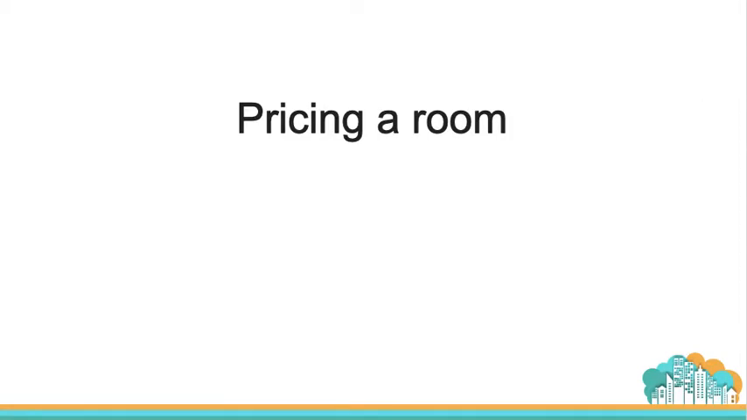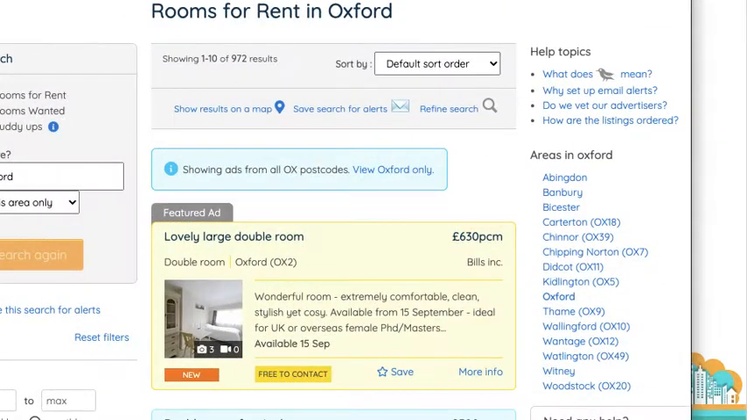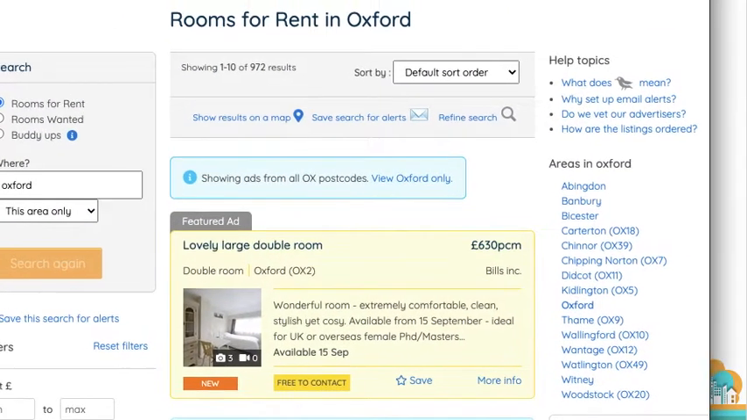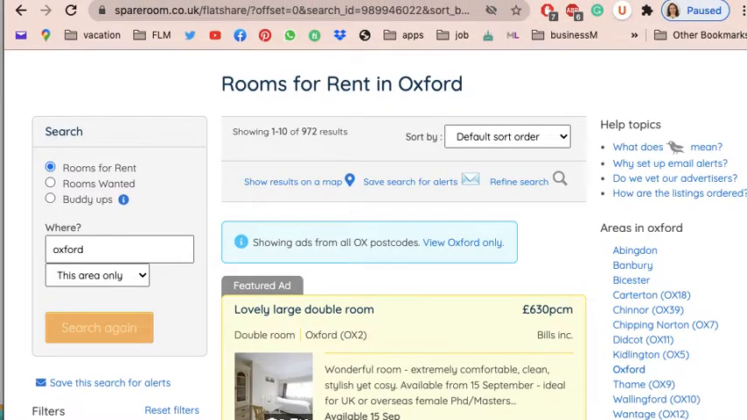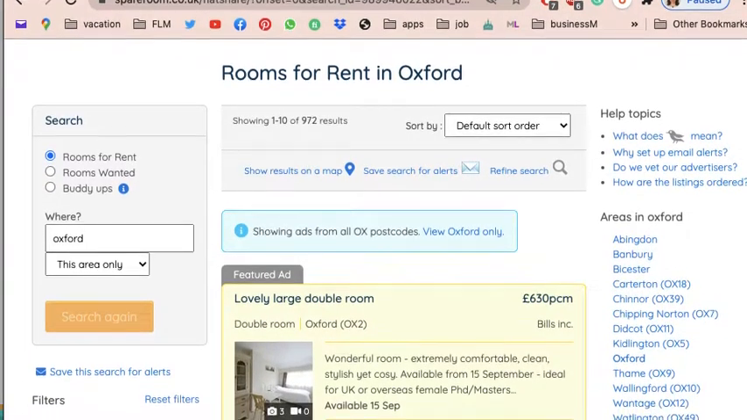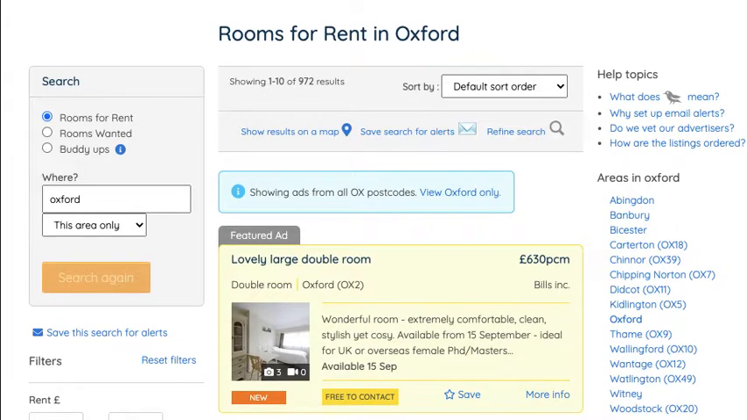Okay, so let's look at pricing a room. So right now, to be honest, it's competitive. So let's go to this website. The website that I suggest you use is Spare Room, spareroom.co.uk. And I was looking for Oxford. I don't know why I chose Oxford, just randomly. And if you look at Oxford, these are rooms to rent. So these are the rooms available.